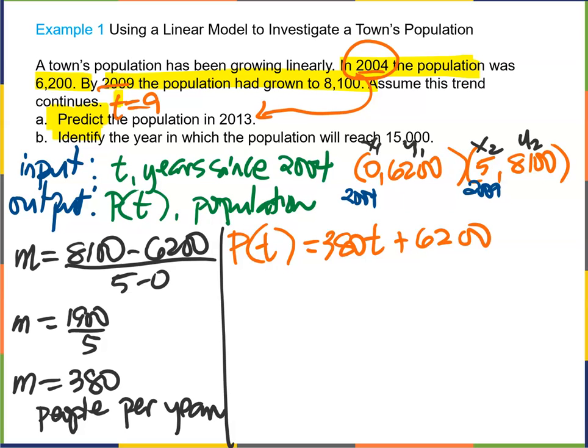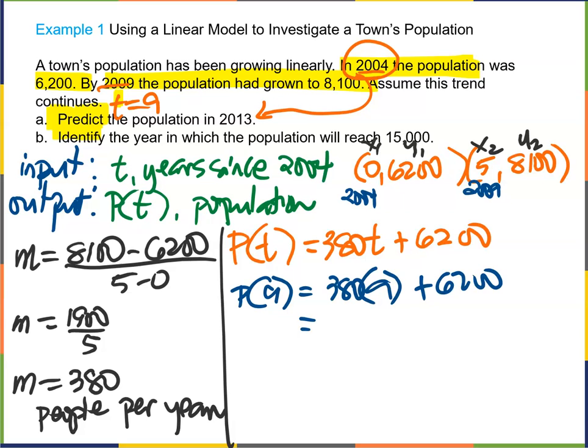So let's use the linear model here. When t is equal to 9, we have 380 times 9 plus 6200. And 380 times 9, if you add it with 6200, that is 9620. So that is letter A.